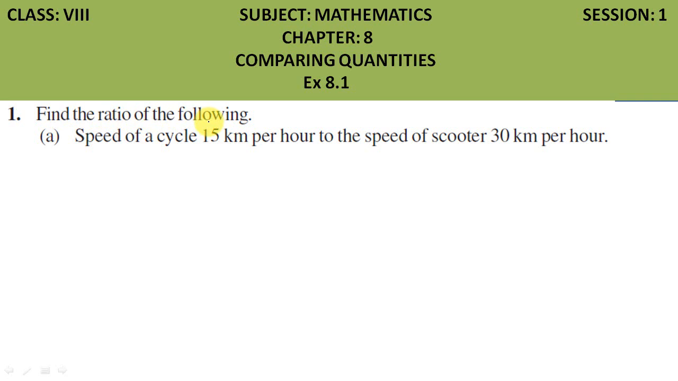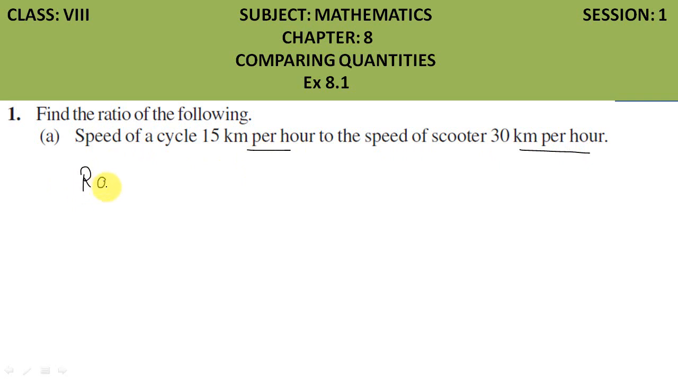Find the ratio of the following: speed of a cycle 15 km per hour to the speed of a scooter 30 km per hour. So here in this question we need to find out the ratio of the speed of a cycle to the speed of a scooter. But before finding the ratio, let us see what is the unit here. The unit of the speed of a cycle is kilometer per hour and of a scooter is also kilometer per hour. Since the units are same, we can find out their ratio directly.